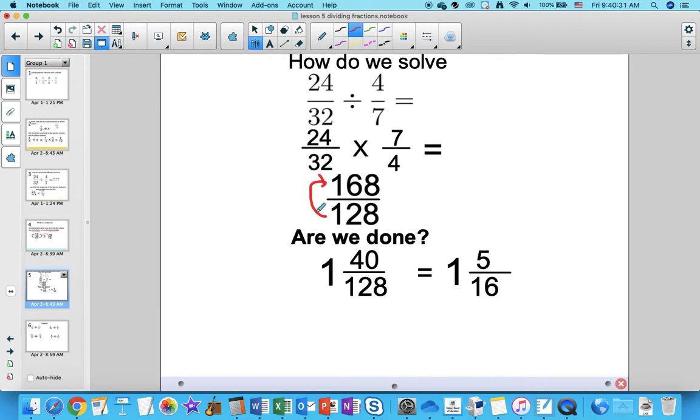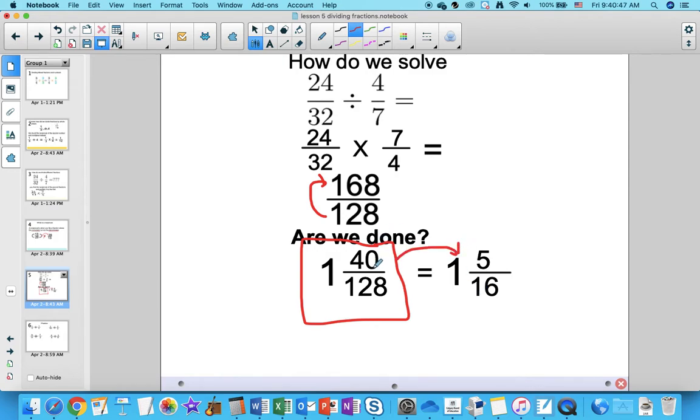In our previous lesson, we reviewed that you find how much the denominator fits into the top. It fits into it one time, and whatever's left, 40, is our new numerator. Well, that's great and all, but we still have steps to do. We still can simplify our fraction.